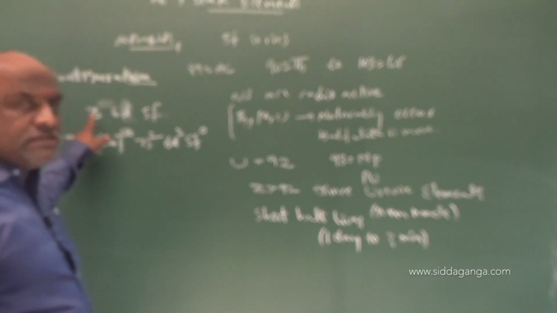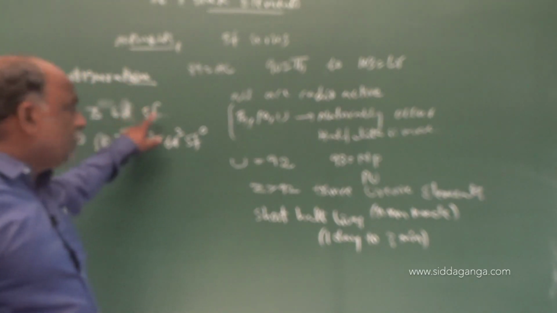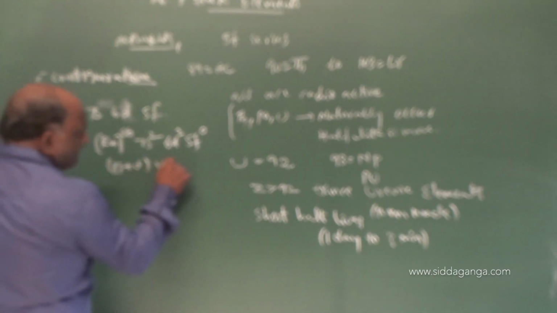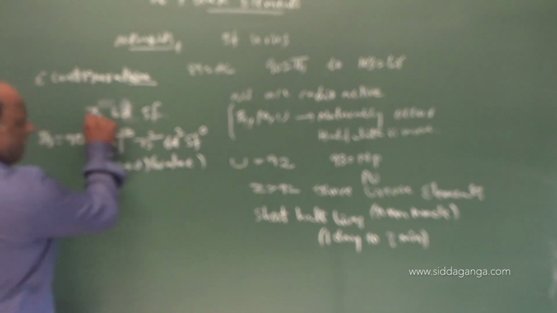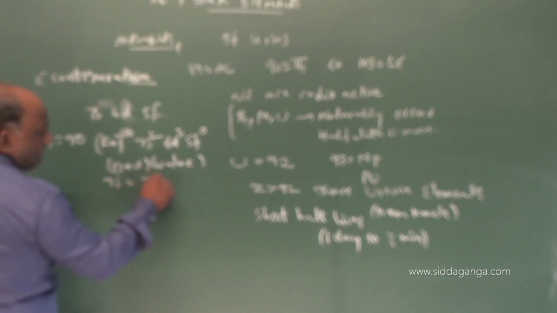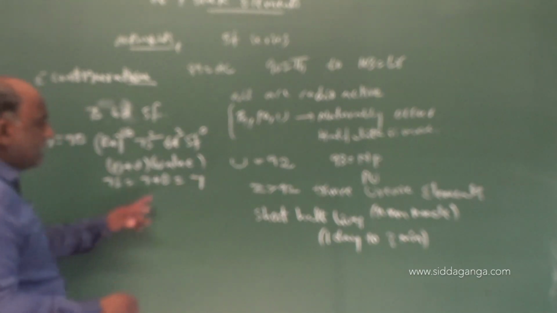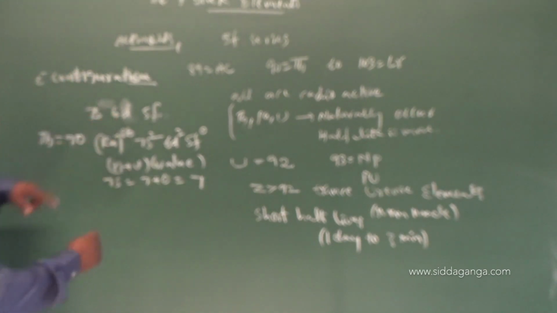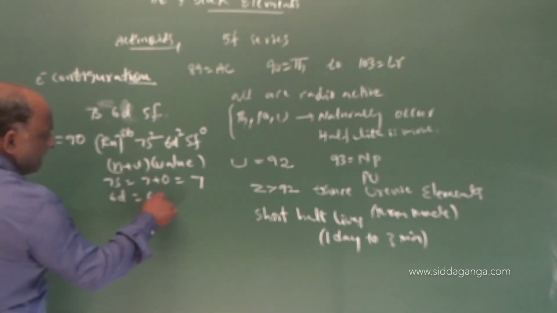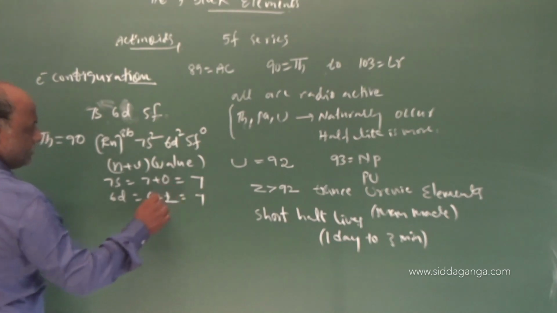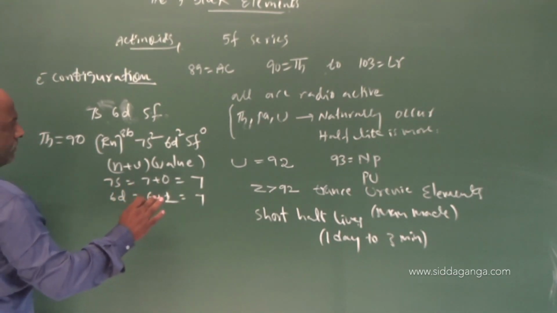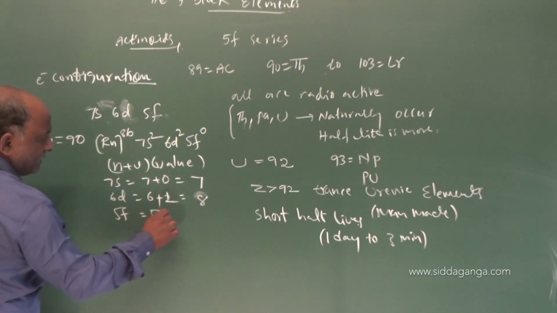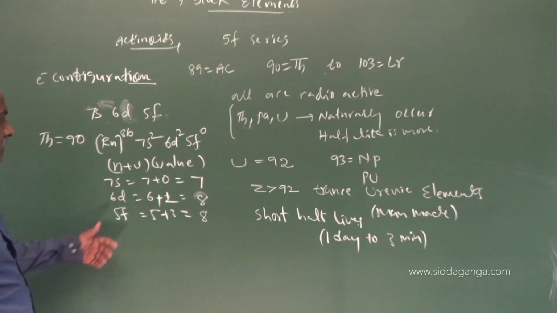In actinide configuration, 7s, 6d, 5f. n plus l values. We know in atomic chemistry the n plus l values. 7s: 7 plus 0 equals 7, since for an s orbital the l value is 0. Next is 6d: 6 plus 2 equals 8. And 5f: 5 plus 3 equals what? 8. See this.